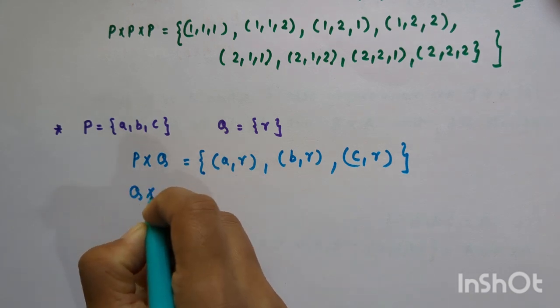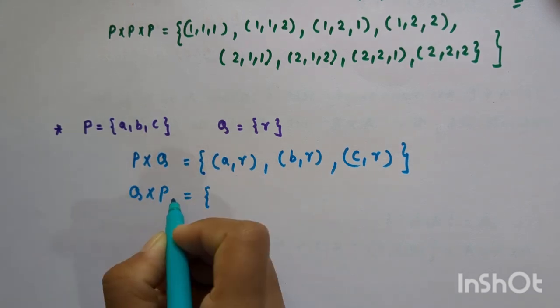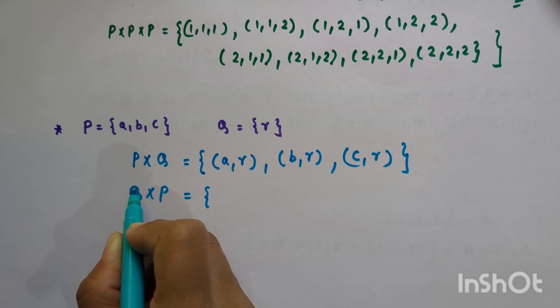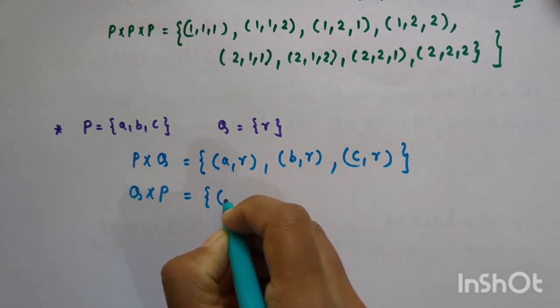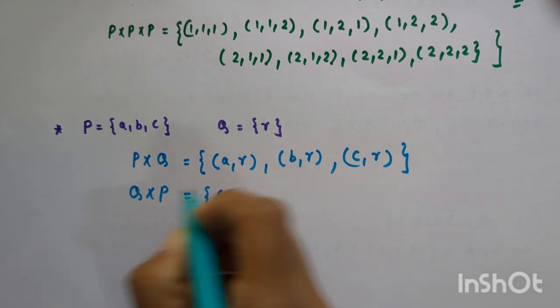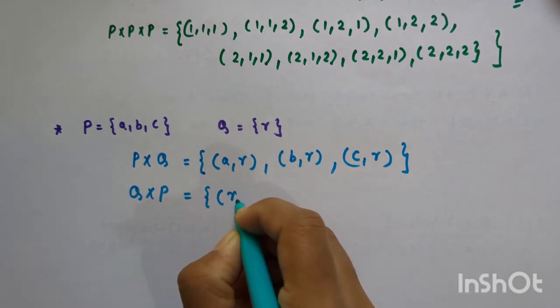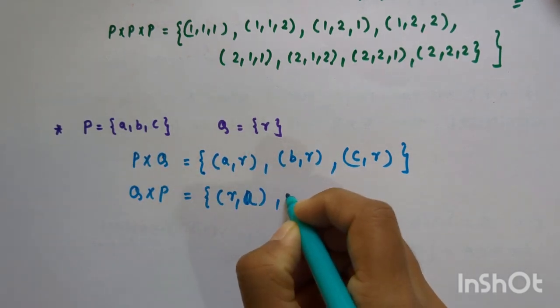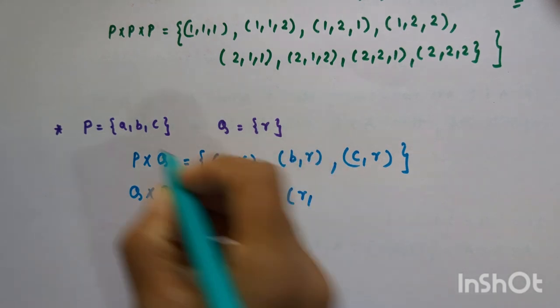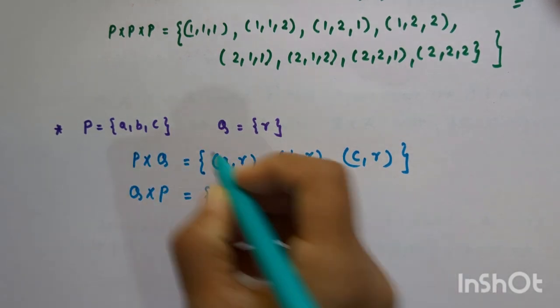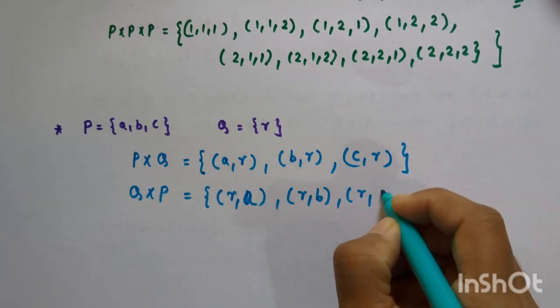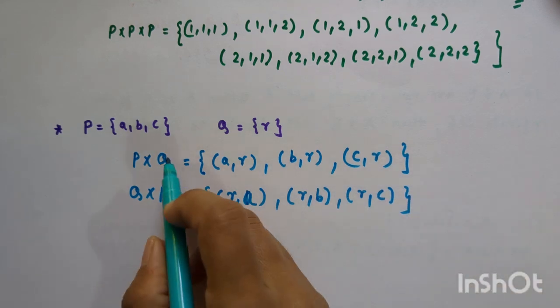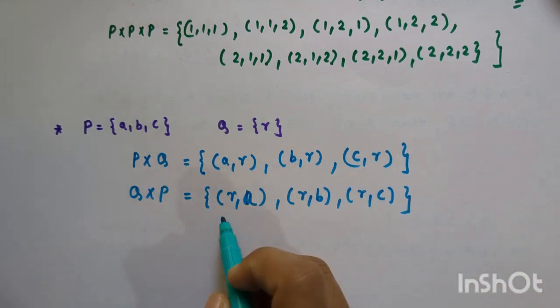Now, what about Q cross P? When you write Q cross P, you have to write the first element of Q as the first element of the first ordered pair. So the first element of Q is r, now the first element of P, so (r, a). Then first element of Q, second element of P, and first element of Q, third element of P. So this is P cross Q and this is the set Q cross P.